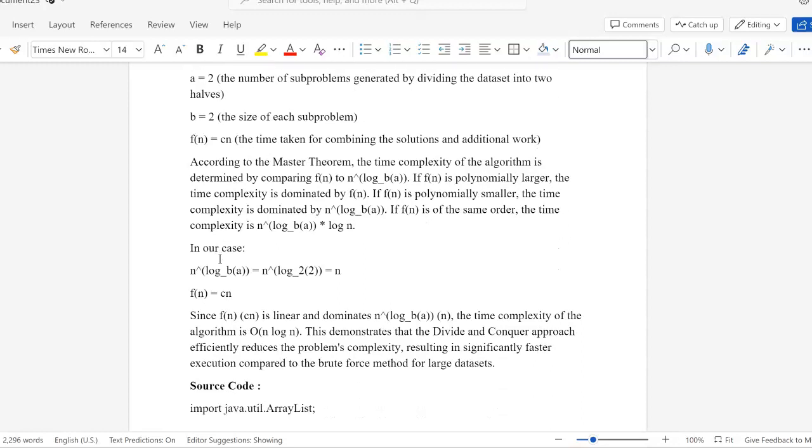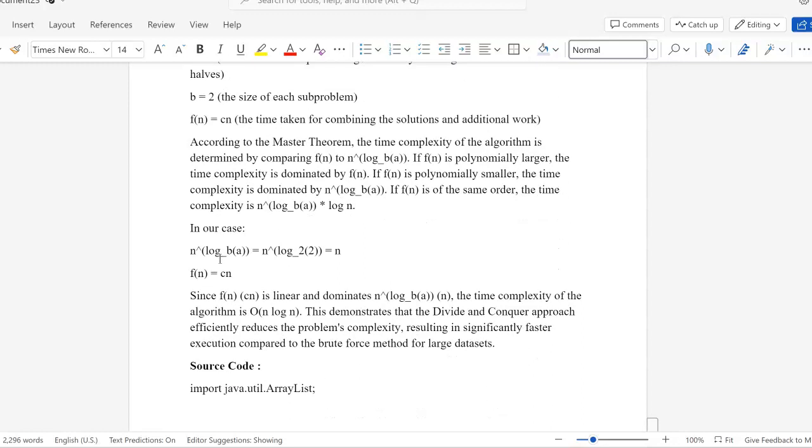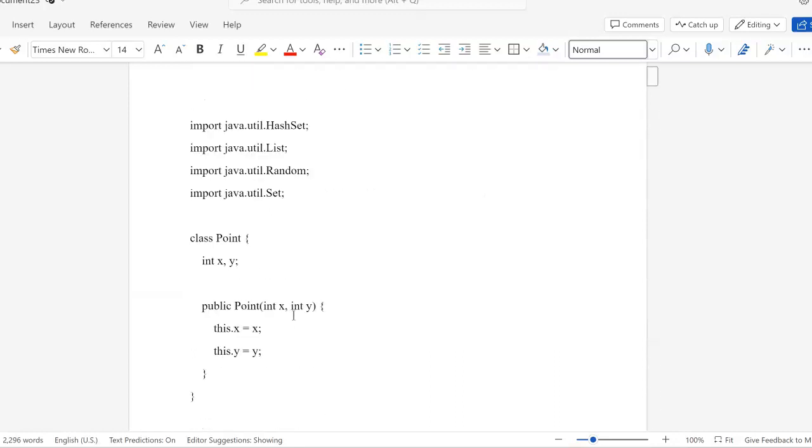So after solving the Master's equation from the formula, we get the f of n is equals to C of n, and the order of time complexity is order of n log n. So by observing this time complexity, we can easily say that divide and conquer algorithm is much more efficient than the brute force algorithm. This is the source code.